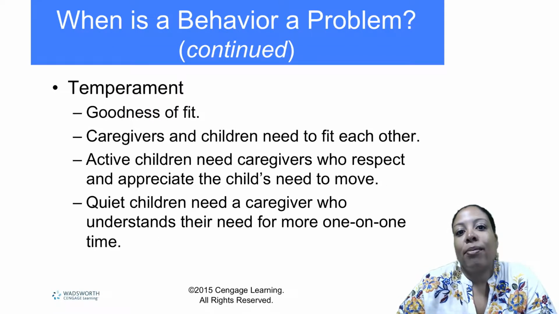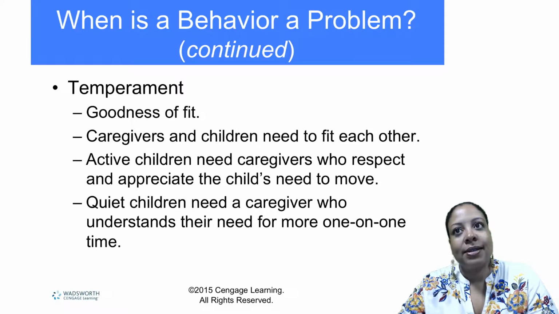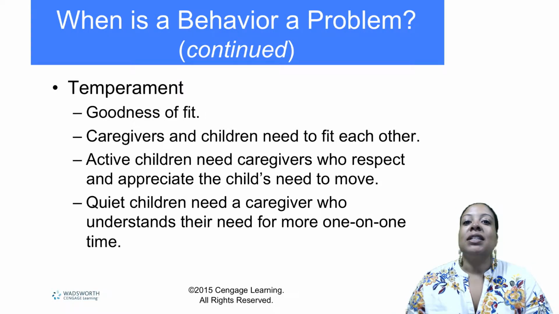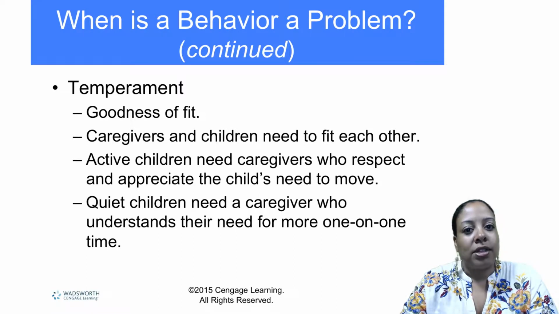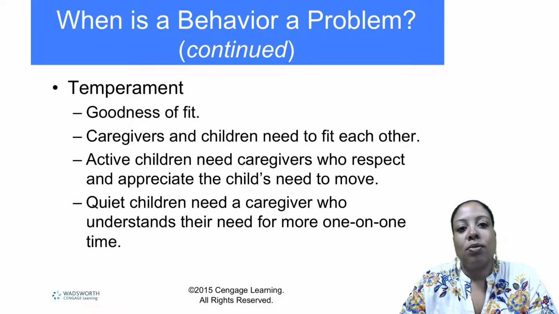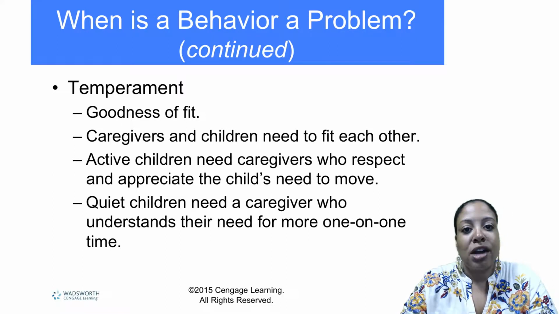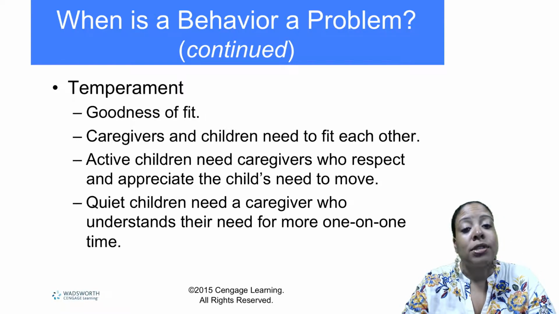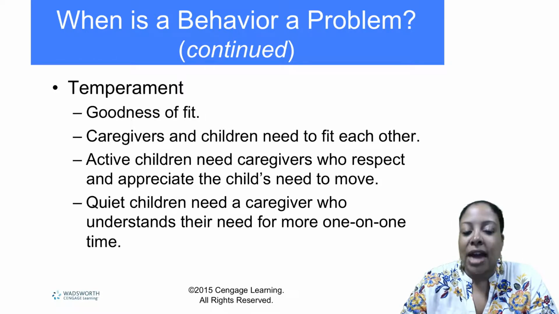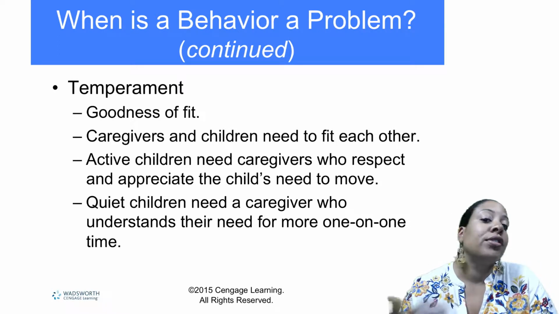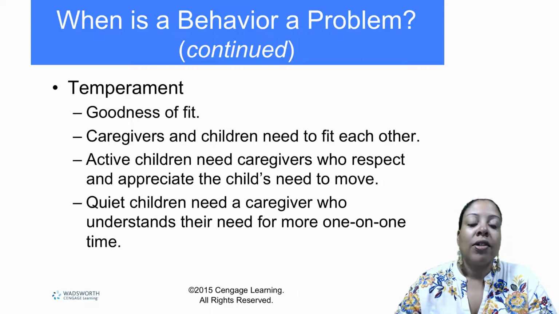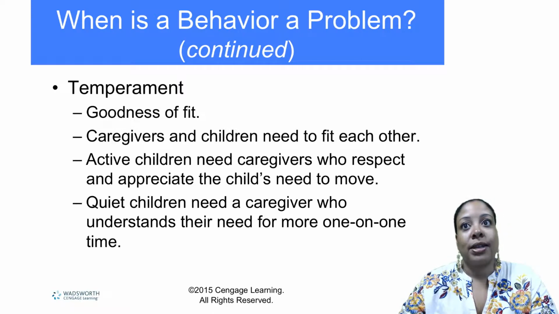Also think about temperament. There is goodness of fit. Caregivers and children need to fit each other. And I think this is something that we don't necessarily always talk about. So just like children have off days and multiple personalities and dispositions and temperaments, so do adults. And so sometimes certain adult personalities and temperaments don't necessarily match with the temperament and personalities of certain kids. And so that's okay to understand. But I think when you first acknowledge it, then you're more likely to be able to address it.